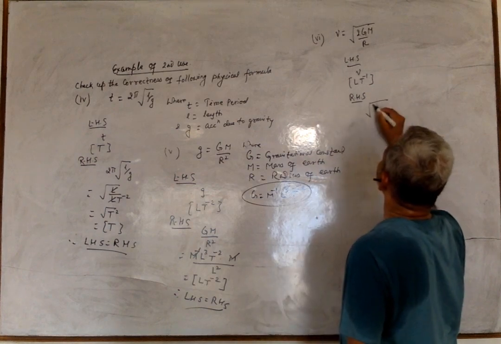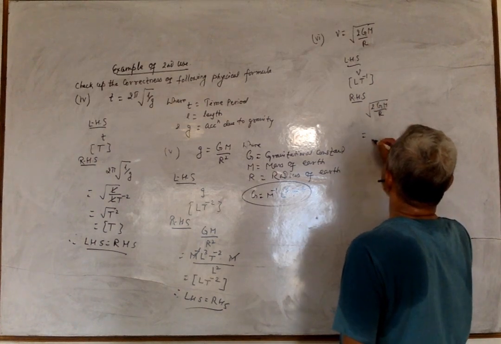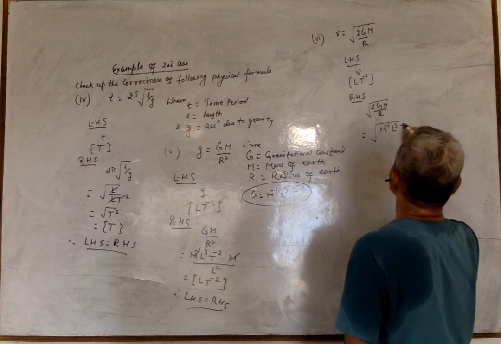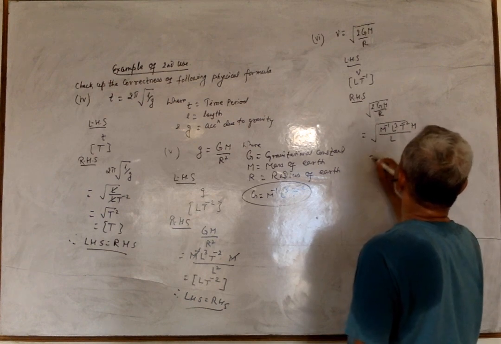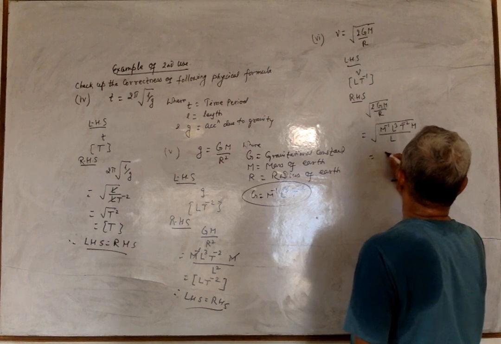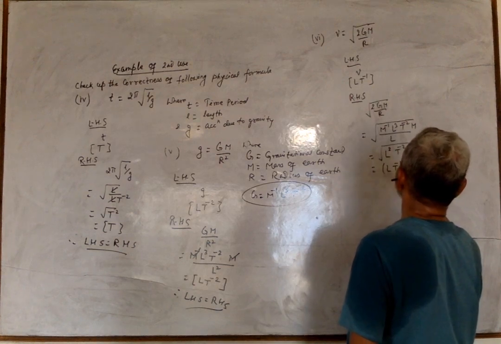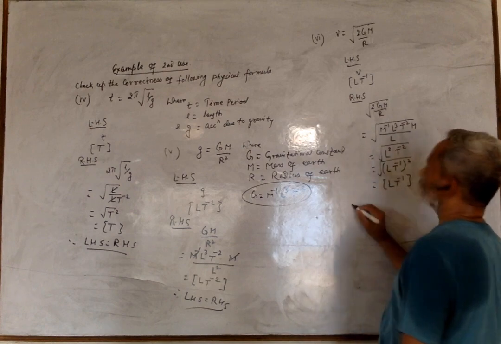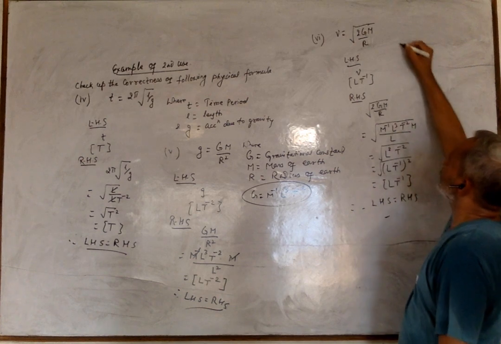RHS: root under 2GM by r, root under 2, M to the power minus 1, L^3 T^-2, M, L. The remaining value is L^2 T^-2, (LT^-1) squared. Therefore it is equal to LT^-1, or LHS equal to RHS.